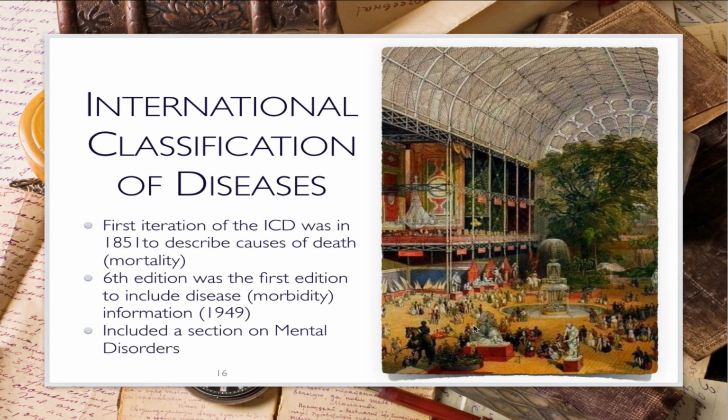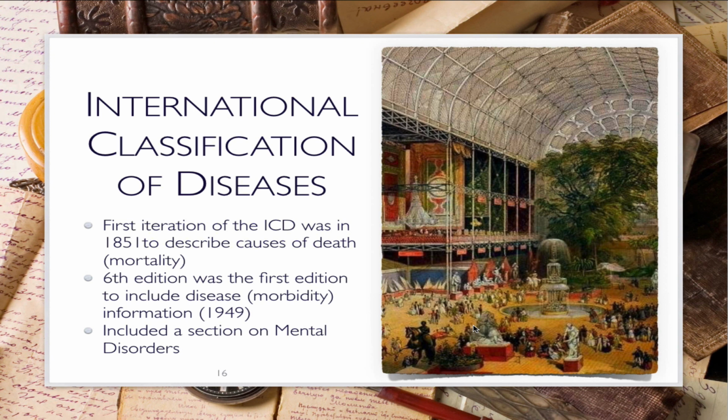The 6th edition of the ICD also tracked diseases or morbidity, and it came out in 1949. And this edition included a section on mental health. So you could list for the first time the mental disorders in the ICD-6.